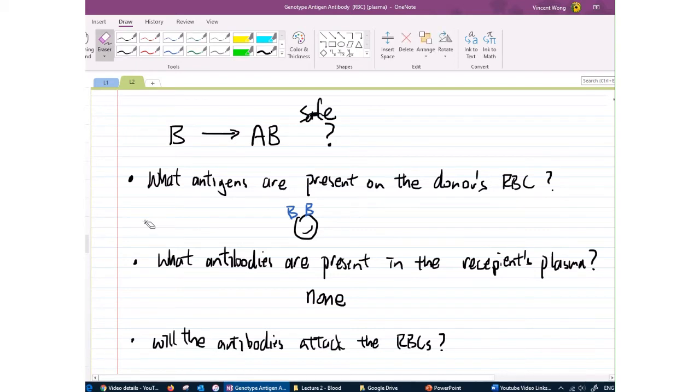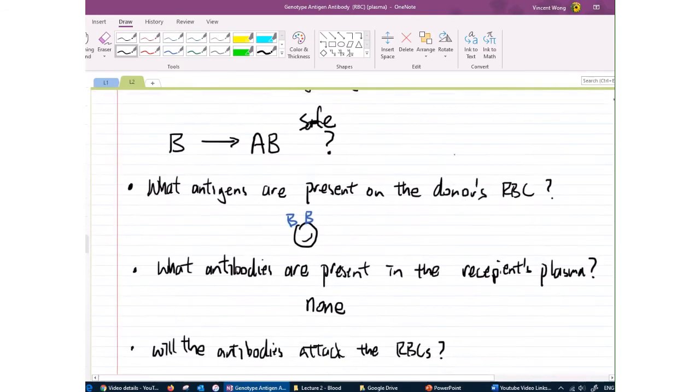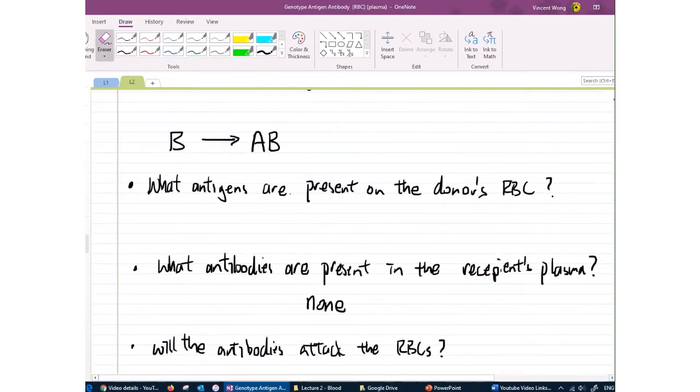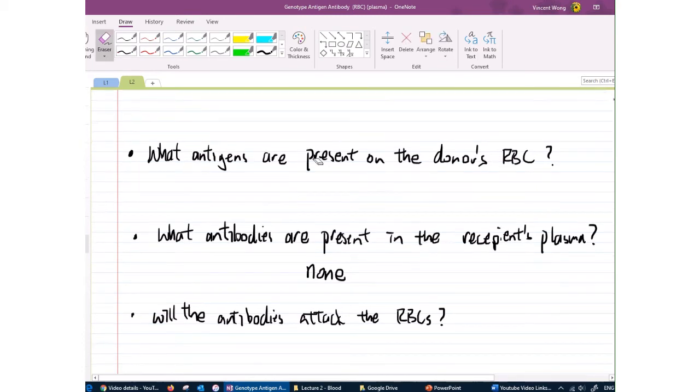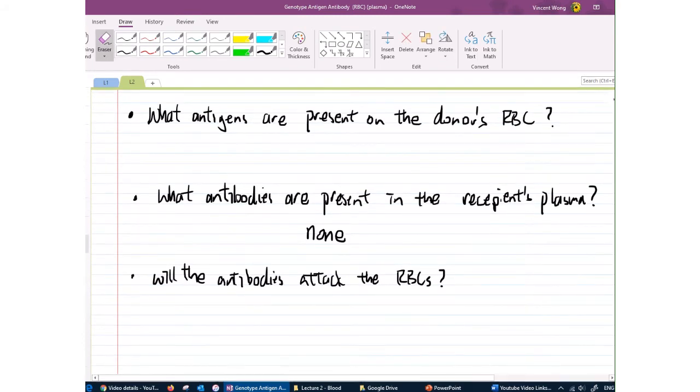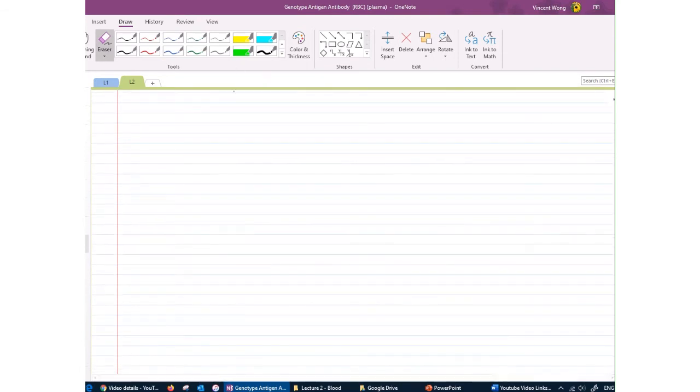Okay, so you should always think about these things to see if it makes sense to go ahead with the transfusion. If you are just looking for a quick way of getting the answers without thinking through these steps, although I do encourage you to think through the steps, you can use this transfusion chart as a shortcut.